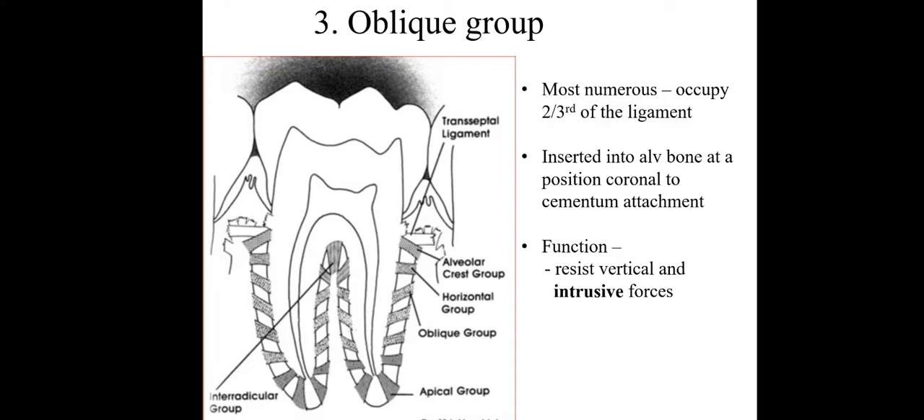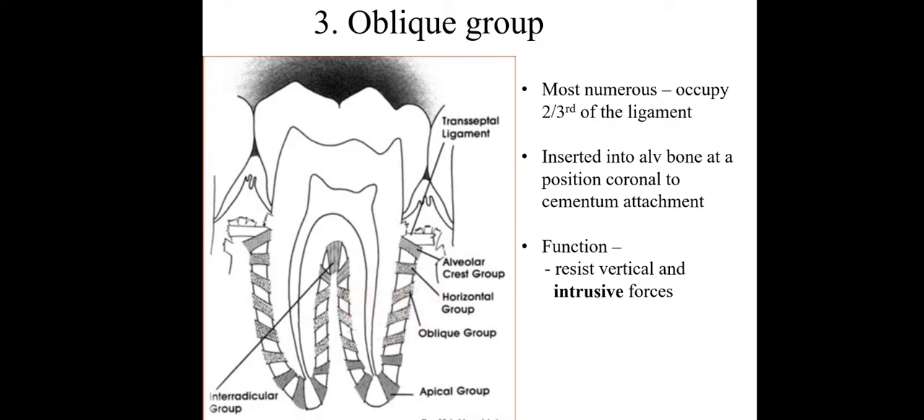Next group is the oblique group of fibers. Now the oblique group of fibers is the most abundant group of principal fibers present in the periodontal ligament. Most numerous fibers are oblique group of fibers, which occupy about 2/3 of the ligament. As you can see in the image, more areas are marked by oblique group of fibers.